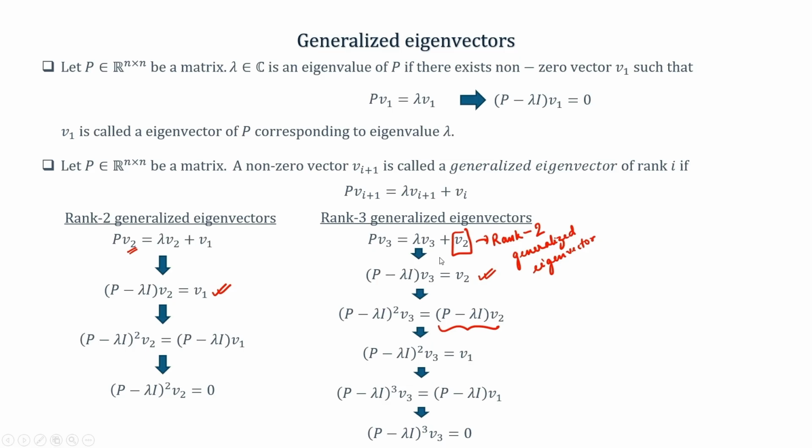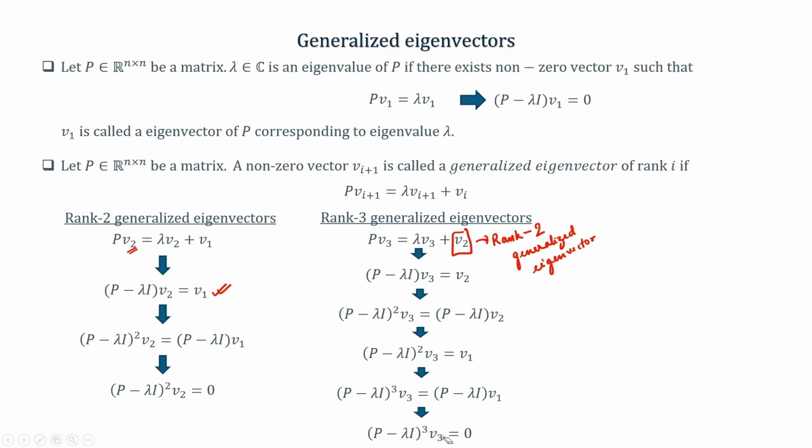So, again you can see that V3, a rank 3 generalized eigenvector, is a solution of (P minus lambda I) whole cube V3 equal to 0. But does it satisfy (P minus lambda I) whole square V3 equal to 0? No. Does it satisfy (P minus lambda I) V3 equal to 0? No, this does not satisfy, because if it satisfied this, then V3 would be an eigenvector of the matrix. So, you can see what is going on here.